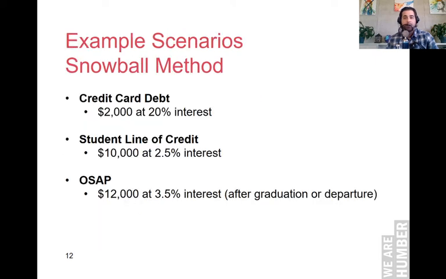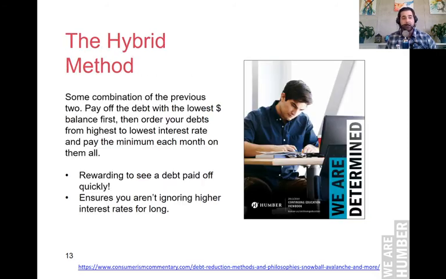So let's take a quick look at the example scenarios for the Snowball Method. First, if you've got that credit card balance, you're going to want to pay that off first because it's $2,000 at 20% interest. Your student line of credit is going to come in next at $10,000 with 2.5% interest. And then your OSAP is going to come in last at $12,000 total with a 3.5% interest. And the bonus to that is, you don't have to worry about that one until after you've graduated. So it's kind of nice there.